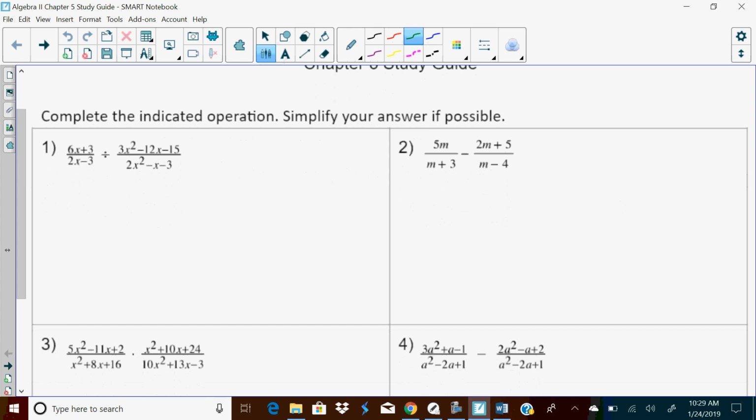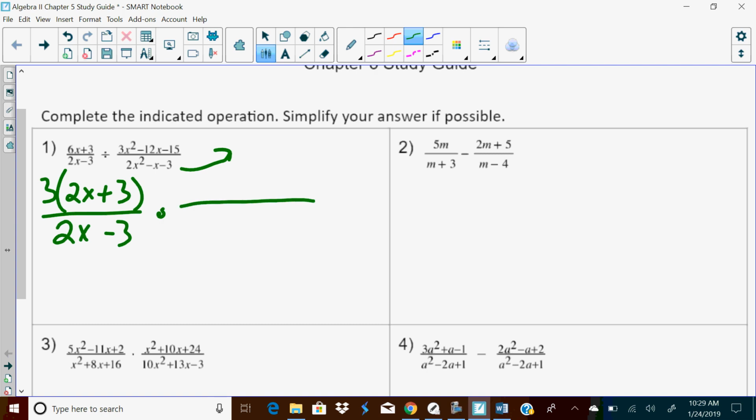the first thing you're going to do is factor. So in the top one, I can factor out a 3. So I'm going to get 2x plus 3 over, I can't factor out anything in the bottom, 2x minus 3 times, because I'm going to flip them. So I'm going to factor this one, put it on the top, which is going to factor into 2x minus 3 and x plus 1.